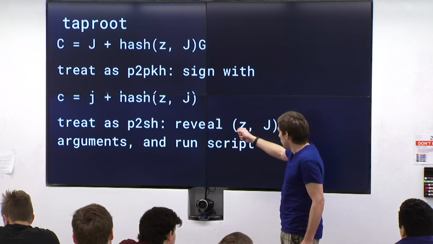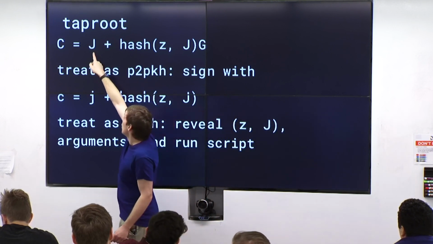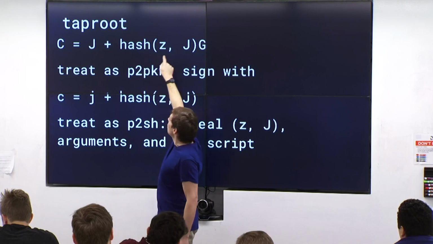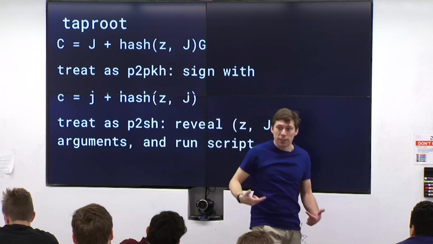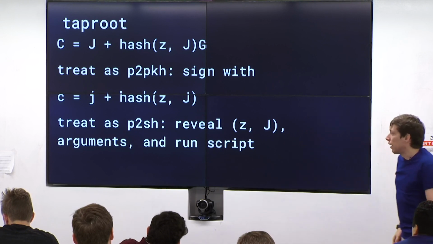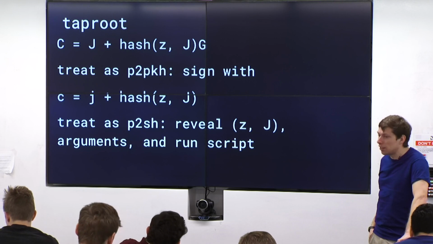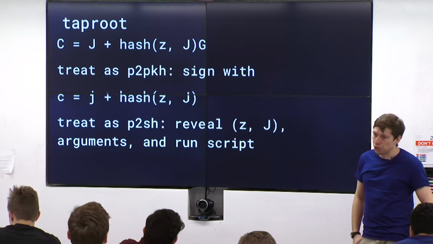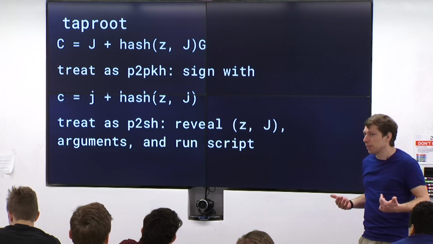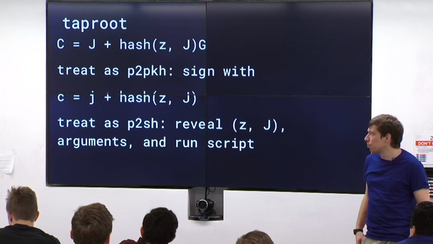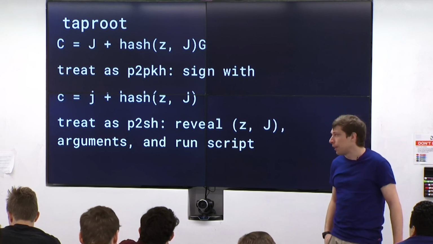J and Z, and everyone computes: okay, if I add J to the hash of Z and J, times G, does that equal C, the key that is in the output script itself? And if it does, cool, that was a valid proof that you actually committed to Z. And now I run the script Z. Any questions about this? Make sense? So it's actually pretty simple. It follows directly from the proofs from the pay to contract hash.